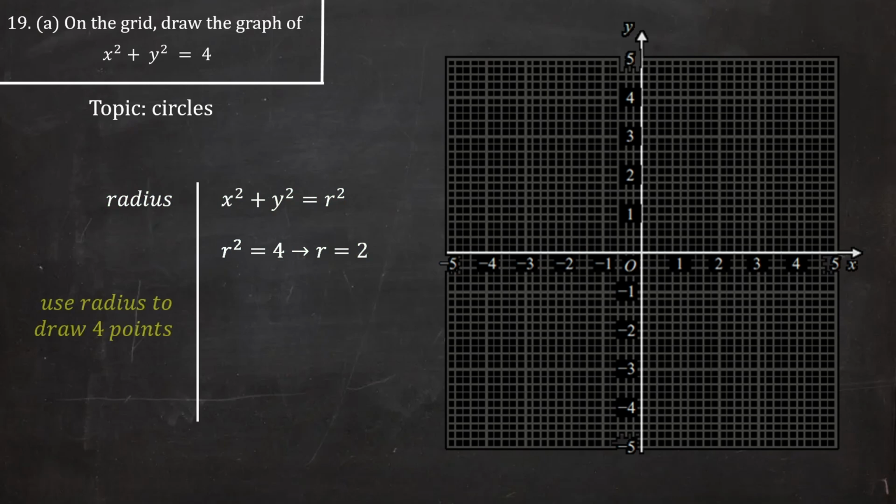Now with the radius, we can use the radius to draw 4 points. In GCSE, your circles are always going to have the center as 0, 0. So the 4 points that we can draw, knowing that the radius is 2, are this one, this one, this one, and this one. So we just go a distance of 2 from the center in all 4 directions. Once we have those 4 points, we can just draw the circle. Boom, all done, question done.